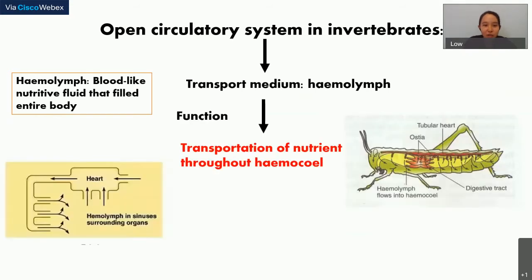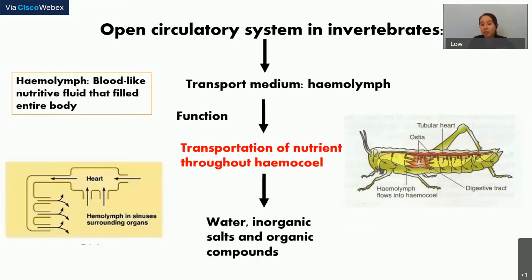Try to do it. The function of the circulatory system in invertebrates is to transport nutrients to the hemocoel. The hemocoel is something like the blood vessel in insects. You can see here, hemolymph goes through all the hemocoel and throughout the entire body. So it helps to transport water, inorganic salts, and organic compounds inside the invertebrate.